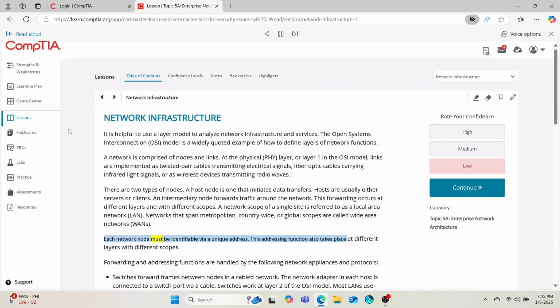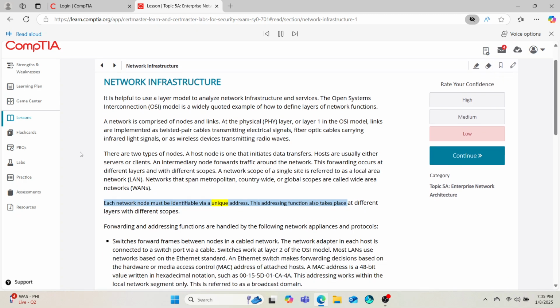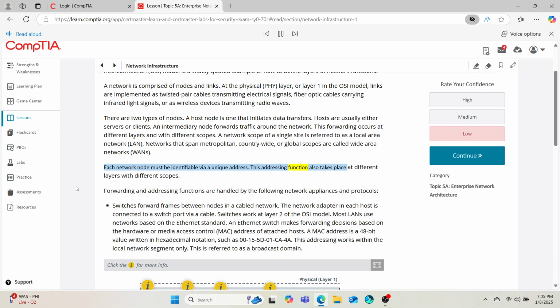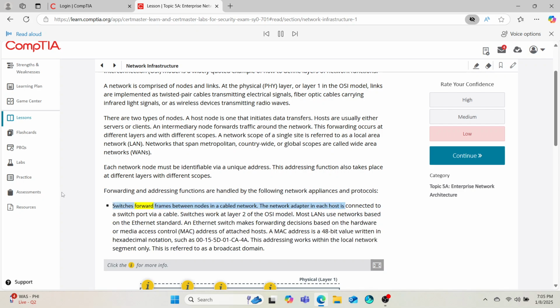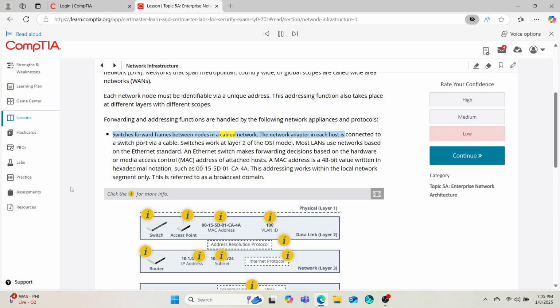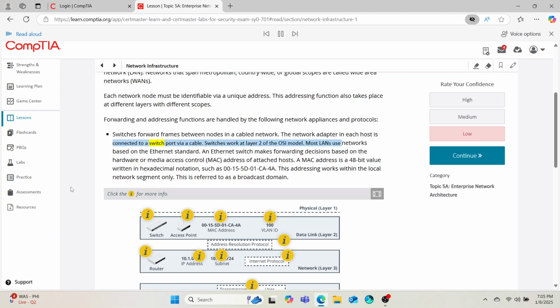Each network node must be identifiable via a unique address. This addressing function also takes place at different layers with different scopes. Forwarding and addressing functions are handled by the following network appliances and protocols. Switches forward frames between nodes in a cabled network. The network adapter in each host is connected to a switch port via a cable. Switches work at layer 2 of the OSI model.